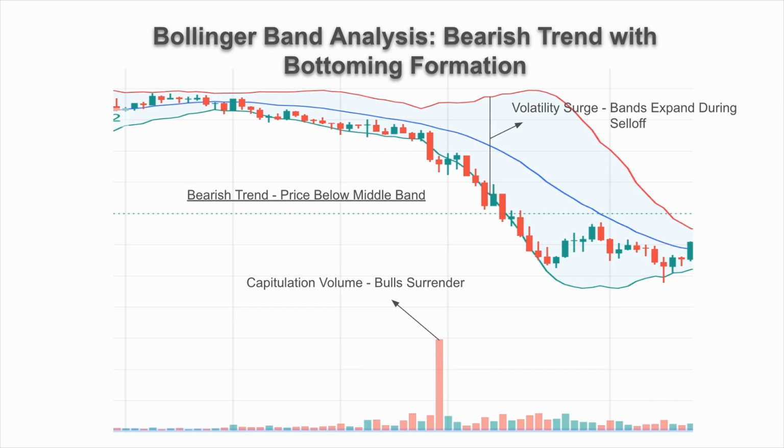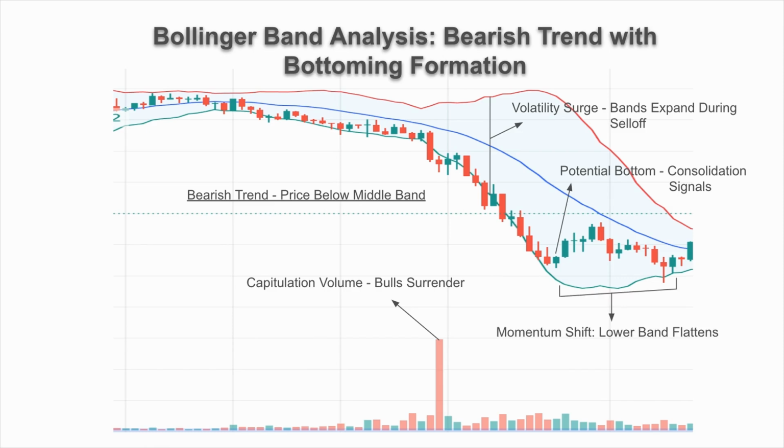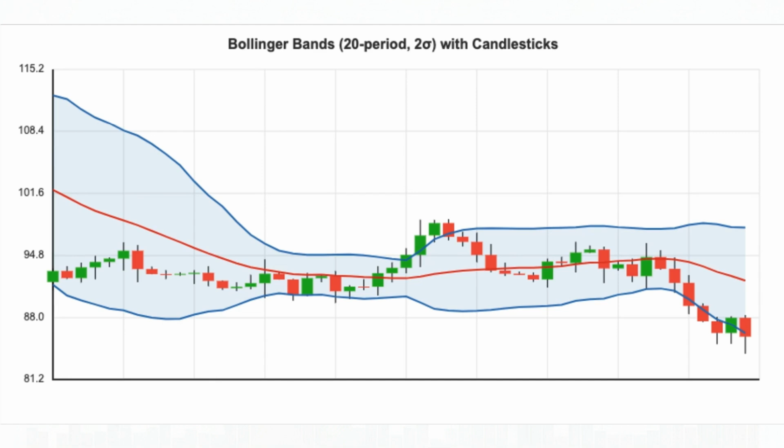In the rightmost section, we see potential bottoming signals forming. Prices have begun to consolidate above the lower band, forming some green candles and showing decreased downward momentum. The lower band has also begun to flatten and slightly curve upward. Trading tip: during strong downtrends, short positions can be initiated on bounces to the middle band. However, when prices begin consolidating near the lower band with decreasing volatility, it's wise to tighten stop losses and watch for potential reversal signals. No tool is perfect.